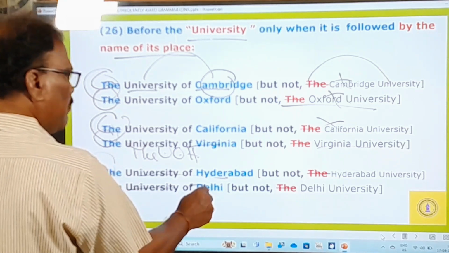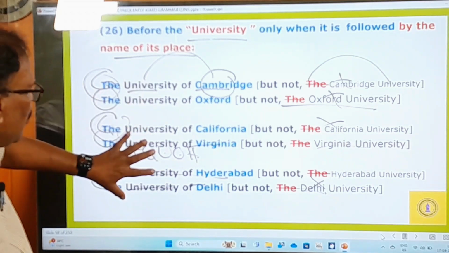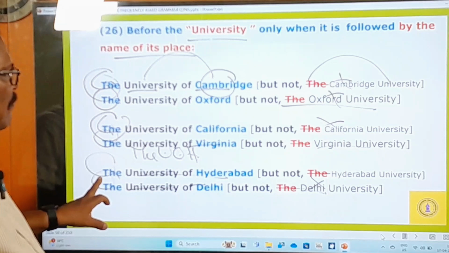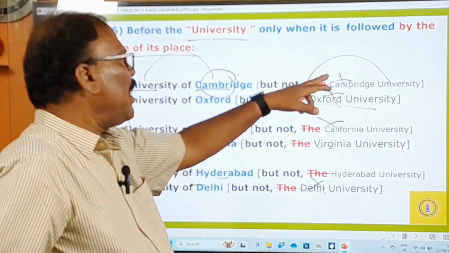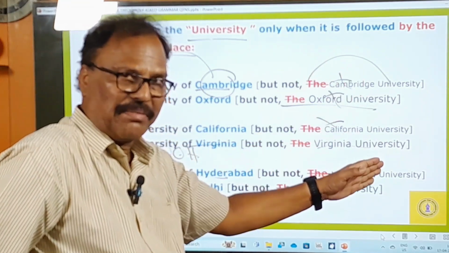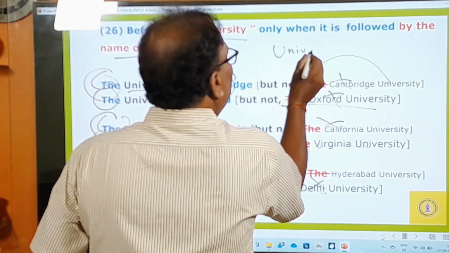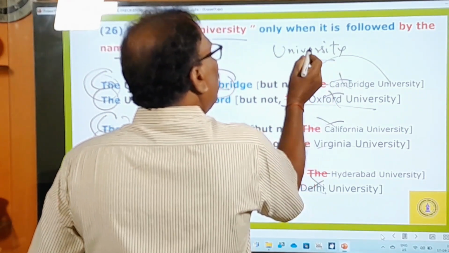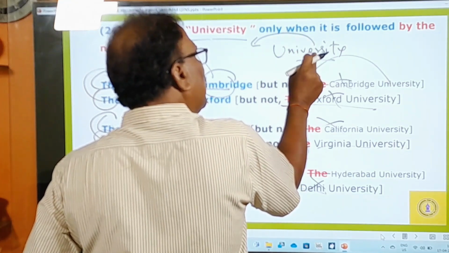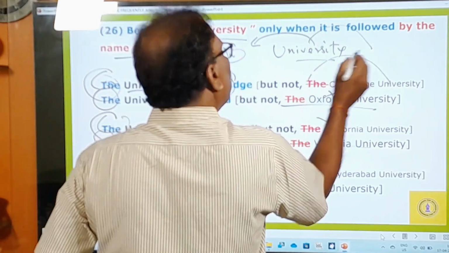The University of Delhi. The Delhi University is wrong. So you see that with the word university, if the name of the place is there, then you use the. Not with the name of the place before the word university. Let me clearly give you the explanation. If the name of the place is given before the word university, you should not use any article. After this, you can use the article.